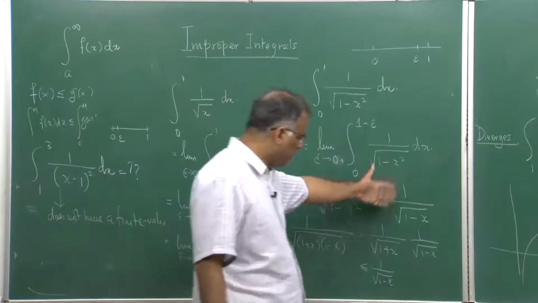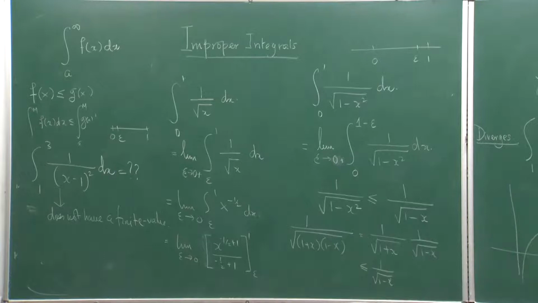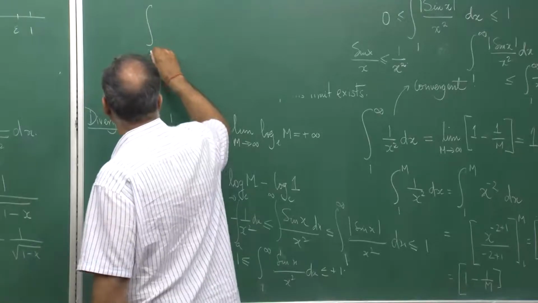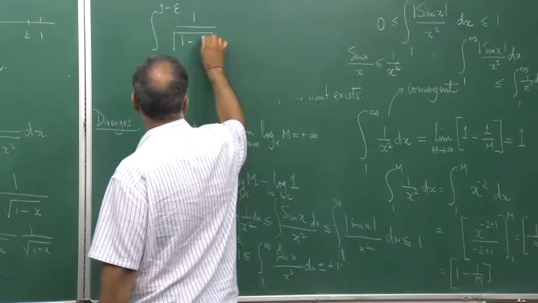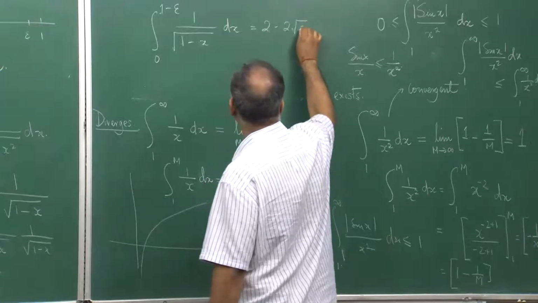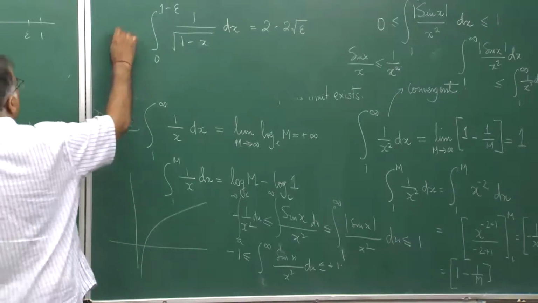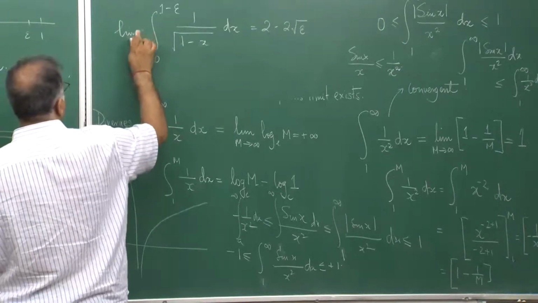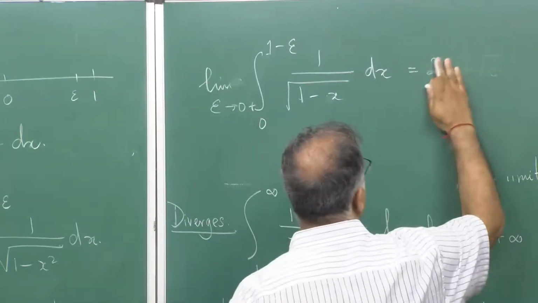Now, if I can evaluate this integral and then do something, then you get the result. So, I just ask you to show that the integral from 0 to 1 minus epsilon of 1 by root 1 minus x dx is actually 2 minus 2 root epsilon. Let us check this calculation out, and then take the limit as epsilon goes to 0. So, what are you going to get? This will become 2.